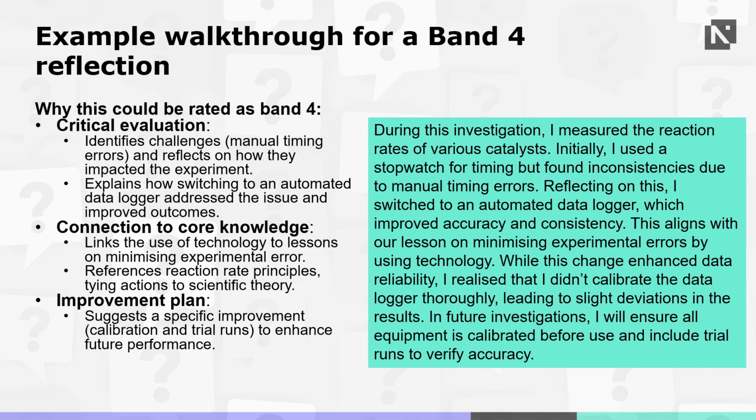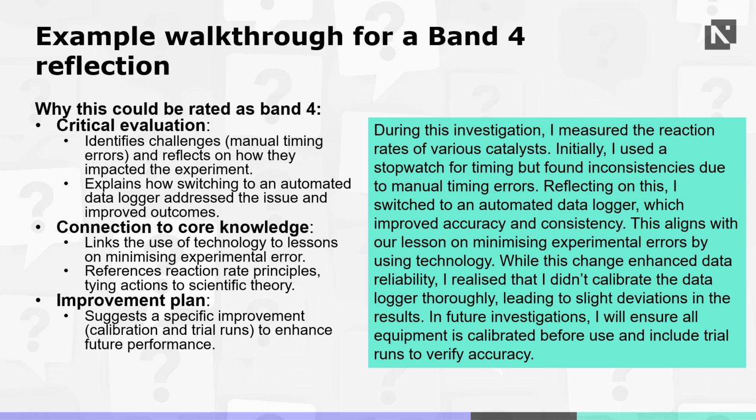It evaluates the effectiveness of this adjustment, aligning with AO5 by reviewing outcomes against project goals. Next, connecting to core knowledge. The student ties their action to theoretical knowledge by referencing lessons on minimizing experimental errors through technology. This demonstrates a strong alignment with AO2, showing how theory was applied in practice.